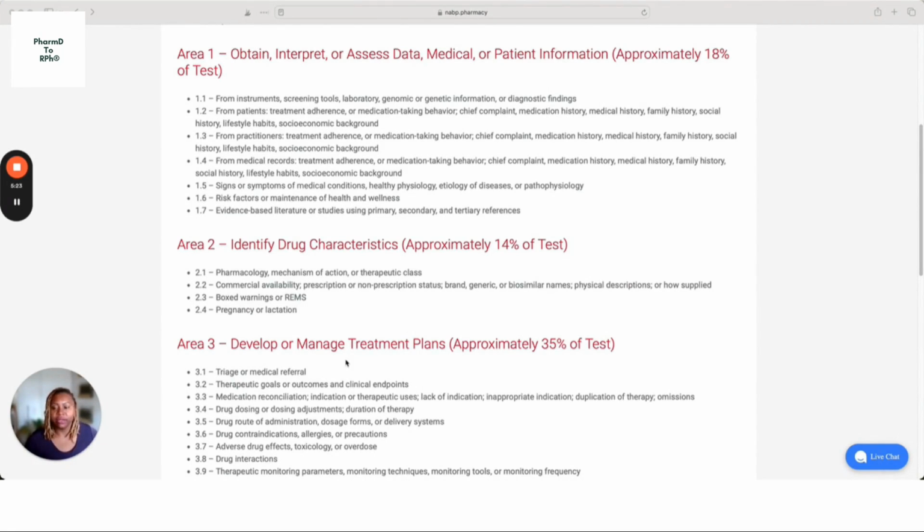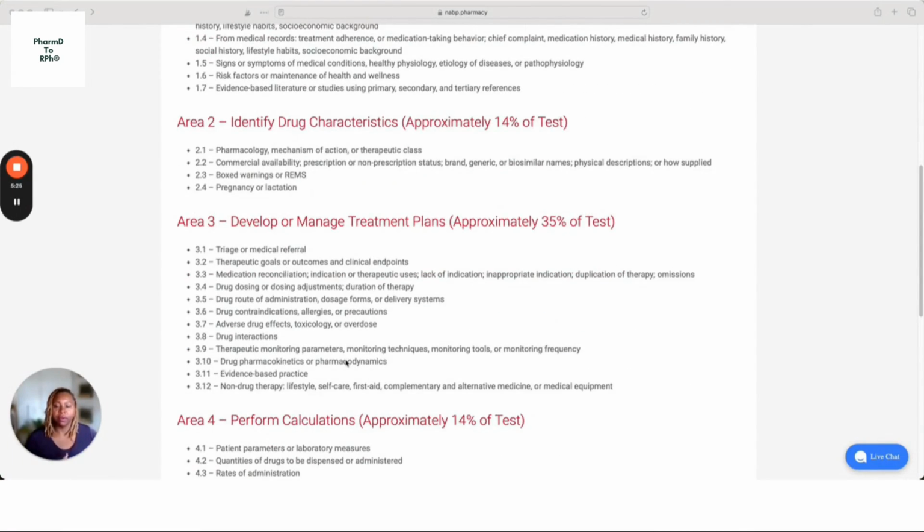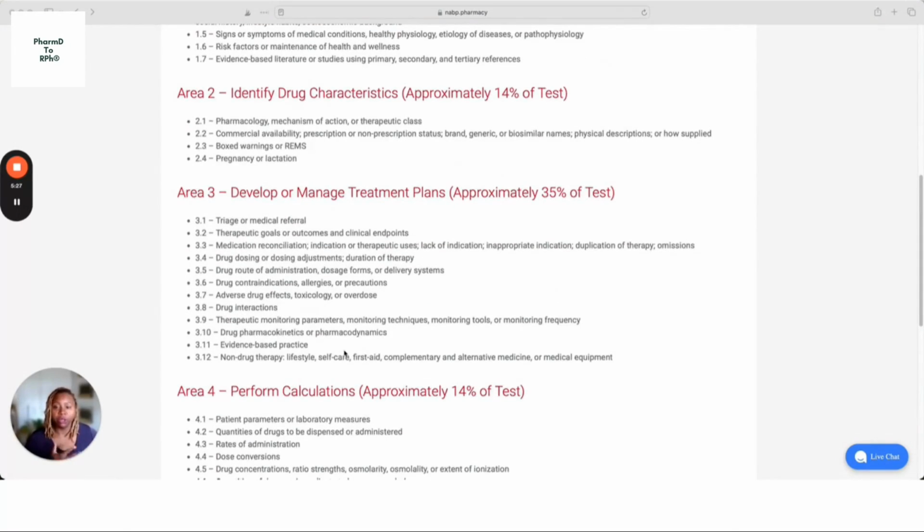And here comes area 3. Area 3 is about developing our management treatment plans. And this is literally what it says. It's all about those therapeutic monitors, contraindications, dose adjustments, toxicology. And this is where you get into your zone of truly thinking like a pharmacist.